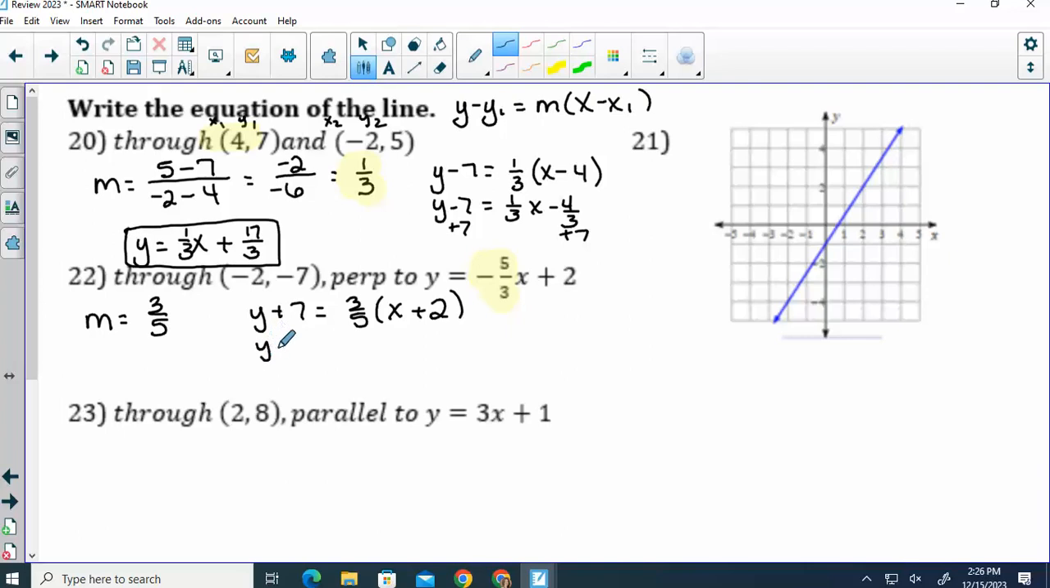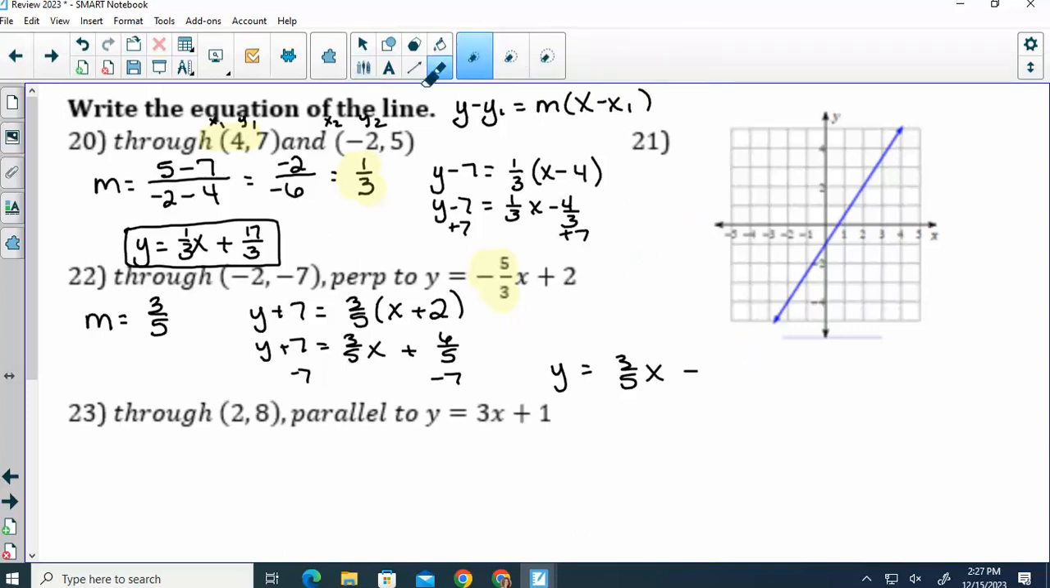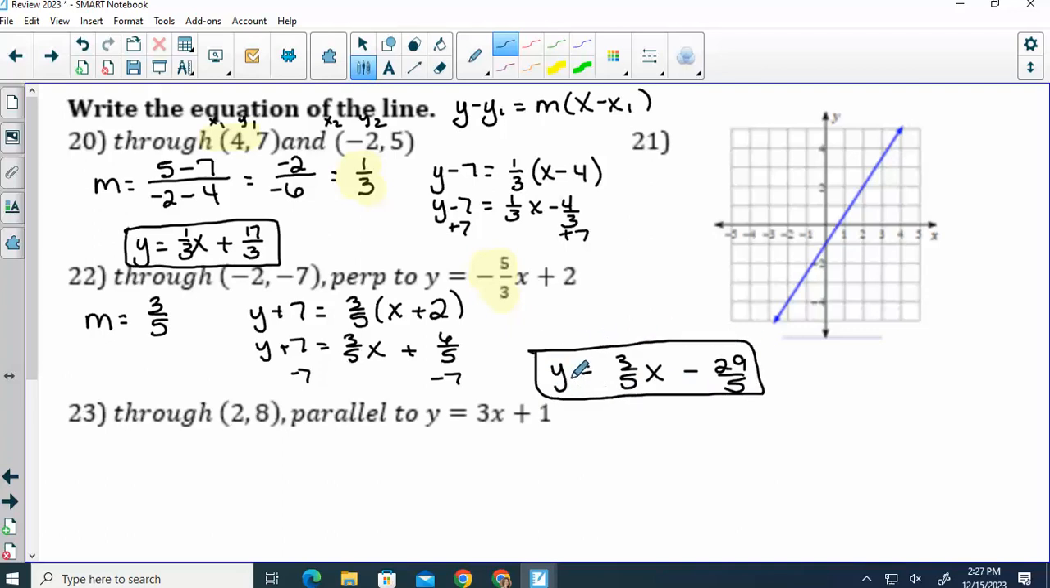So if we distribute, subtract our 7. Okay, 6/5 minus 7. Give us negative 29/5. You're free to use your calculator if the fractions get you.